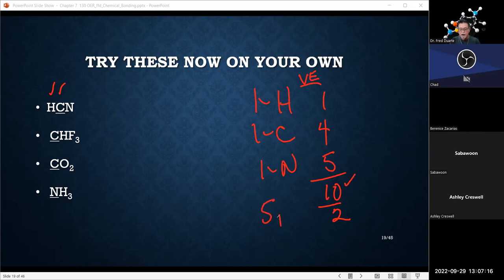So we have 5 pairs to work with, okay? Whether you work with the 10 individual valence electrons or 5 pairs, your choice. I prefer to use the pairs. All right, so now that is the number we need to work with. We have to use them all up.